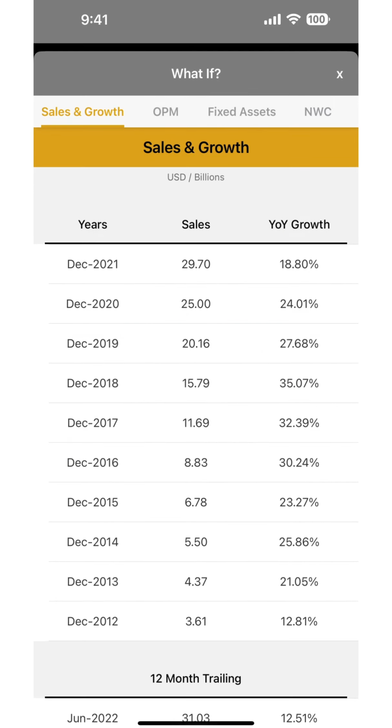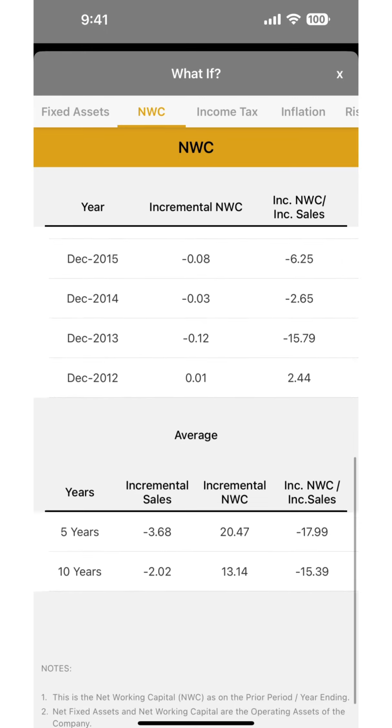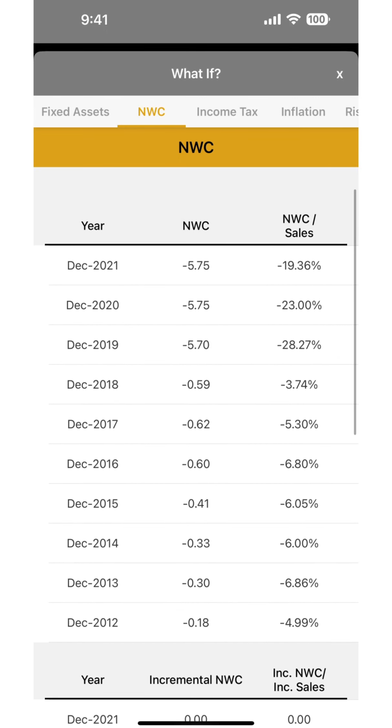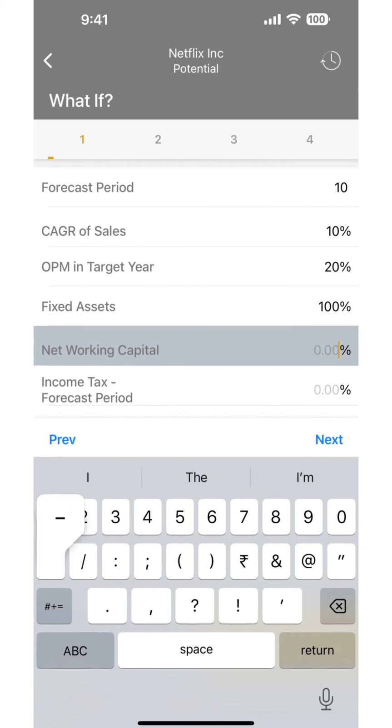The history shows that the net working capital to sales ratio until the prior period is minus 19%. We assume the net working capital investment rate to be minus 20% during the forecast and terminal period.